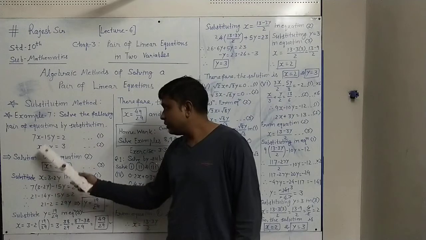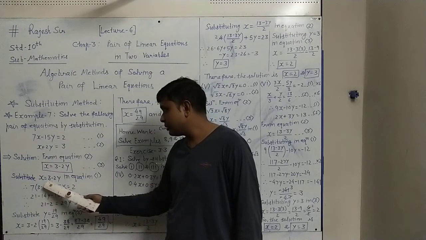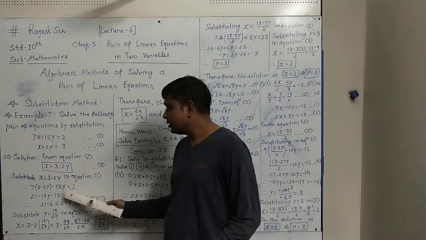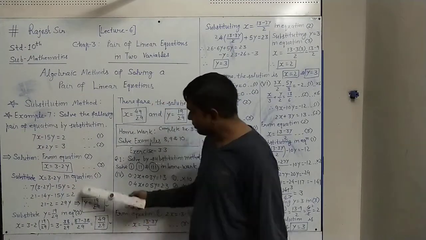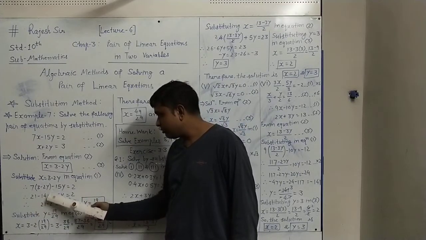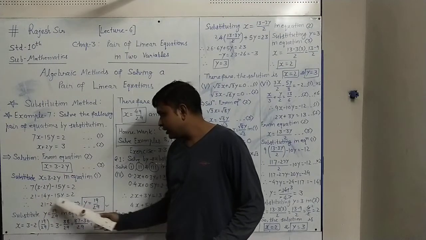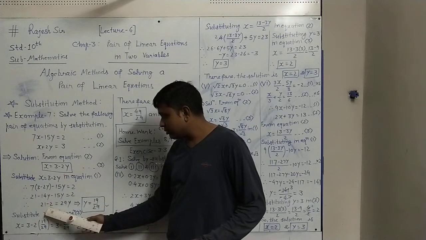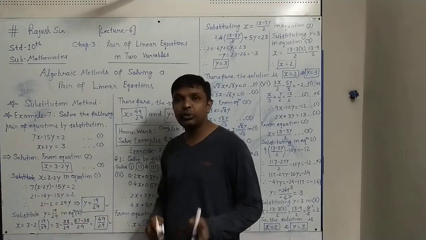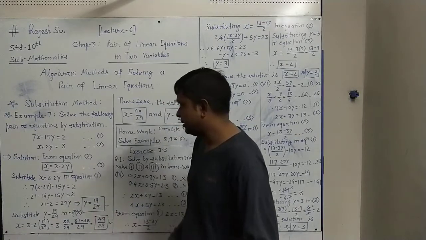So in equation 1, 7x minus 15y equal to 2, in place of x you have to substitute 3 minus 2y. So 7 times (3 minus 2y) minus 15y equals 2. Now simplify. 7 times 3 is 21, minus 14y, minus 15y equals 2. This 21 and this 2 are taken on the left, so 21 minus 2, and 14y minus 15y is minus 29y. If I take it to the right, it will be plus 29y.